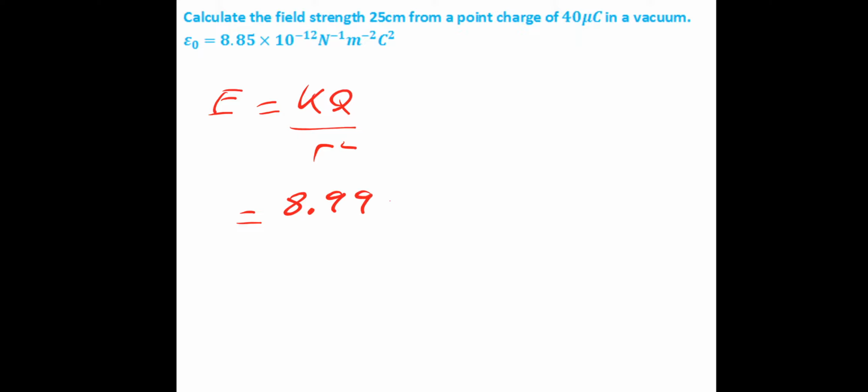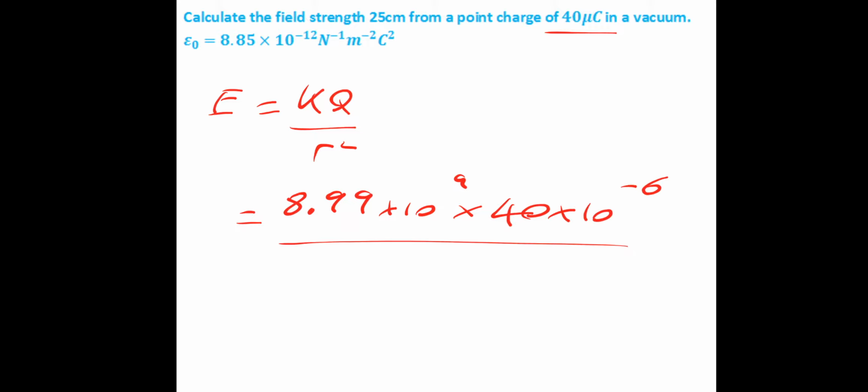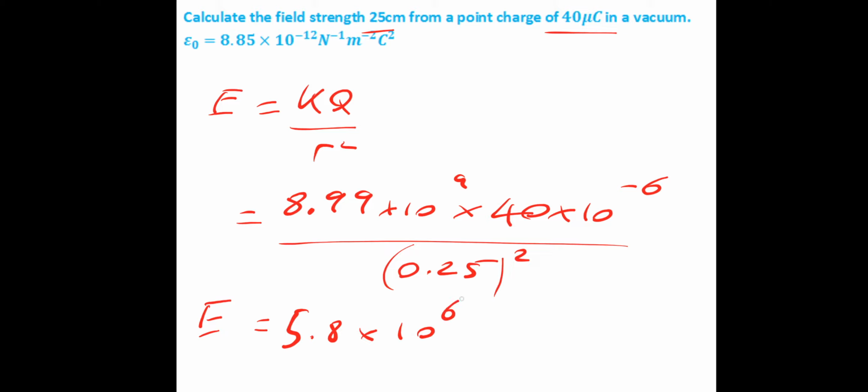K is 8.99 times 10 to the power 9 times the charge. The charge that we're looking at is the 40 microcoulomb charge, so 40 times 10 to the minus 6, divided by distance squared, 25 centimeters, so 0.25 meters squared. That gives an electric field strength of 5.8 times 10 to the power of 6 newtons per coulomb, or volts per meter.